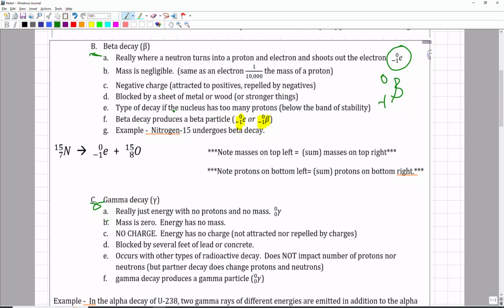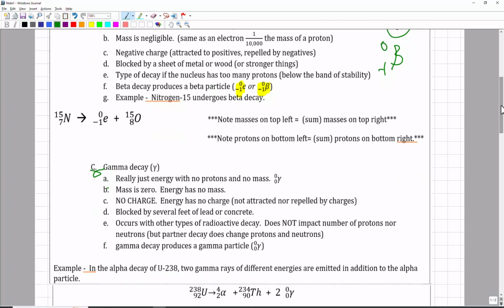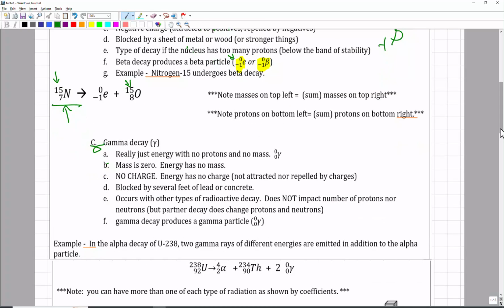Below the band of stability, beta decay produces a beta particle, which I showed you how to write. Nitrogen-15 undergoes beta decay. Nitrogen-15, 15 means that; I got the 7 from the periodic table. Beta decay is 0, -1. 15 equals 0 plus 15. 7 equals -1 plus what? 8 minus 1 equals 7. There you go. And again, that same adding thing works.